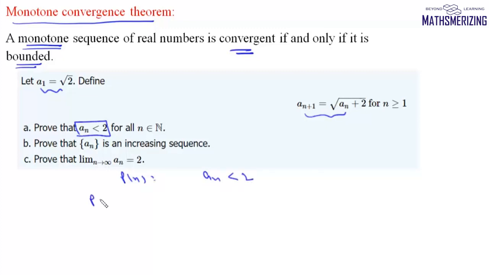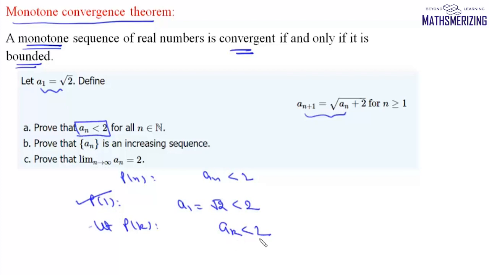Now we'll prove this result for P1. Now we take n as 1, we'll get a1, and the value of a1 is root 2, and root 2 is less than 2. That means statement 1 is correct. Now we'll let Pk be true. That means ak is less than 2. Now using Pk, we have to prove that P(k+1) is also true.